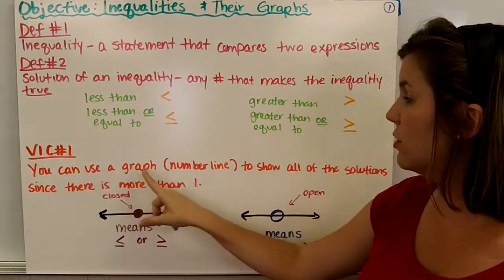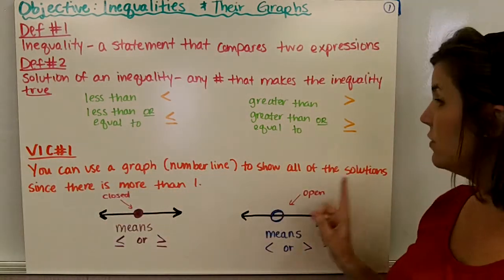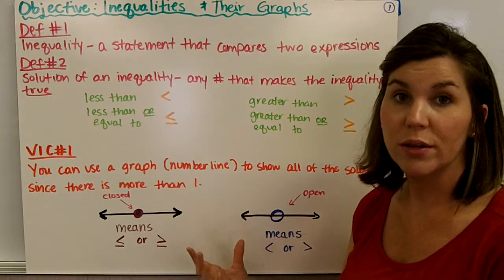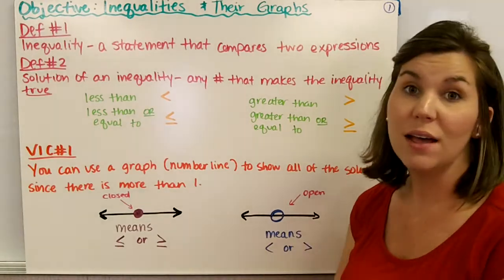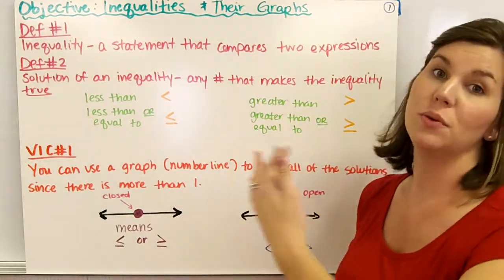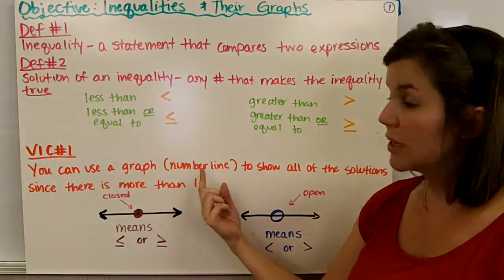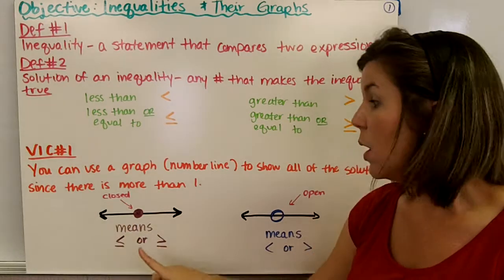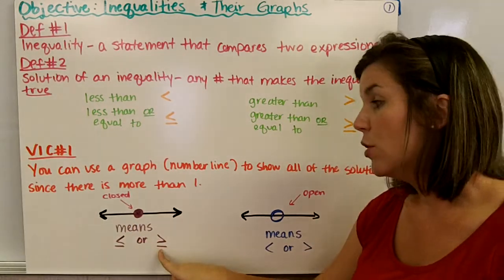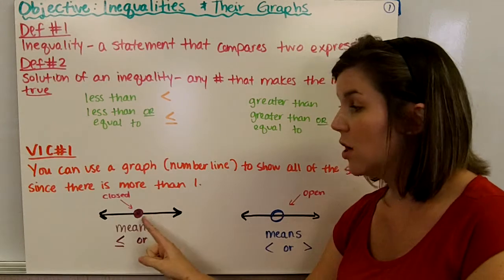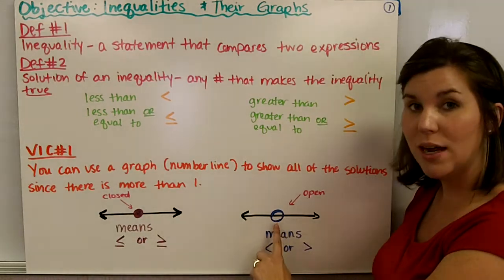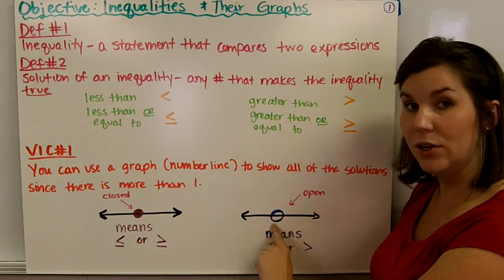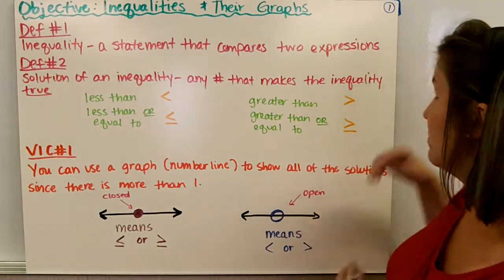Vocab number 1, you can use a graph, a number line, to show all of the solutions since there is more than one. So when we solve an inequality, our answer could be 5 and anything bigger, or -2 and anything smaller. So we're going to use a number line to show that. A closed dot or a closed circle means less than or equal to or greater than or equal to. So the equal to ones are closed. If you have an open dot or an open circle, this means less than or greater than. It does not include whatever number is circled.